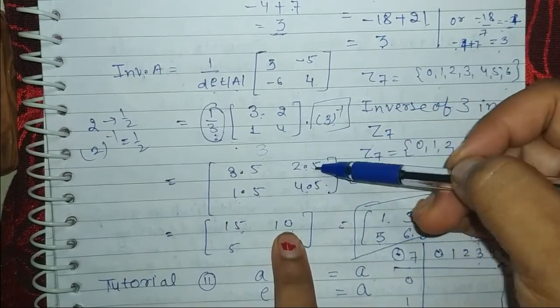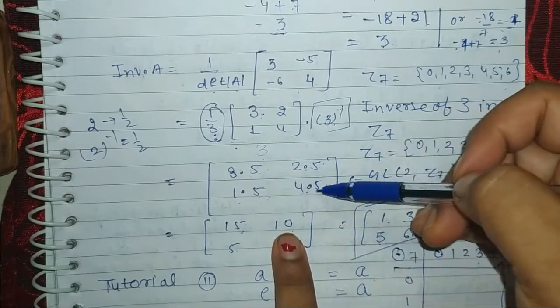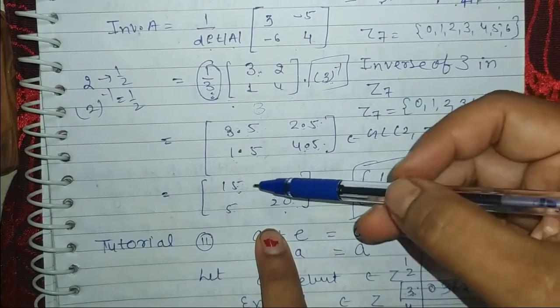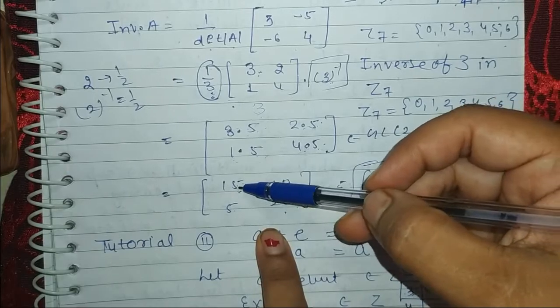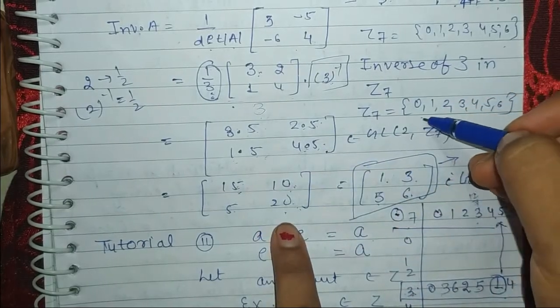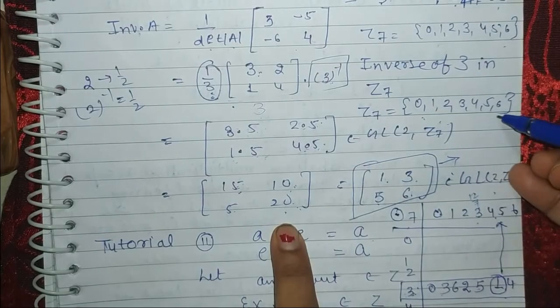So 3 into 5, 4, 2 into 5, 1 into 5, 4 into 5 gives the values 15, 10, 5 and 20. You can see here that 15, 10 and 20 do not belong to our set, that is 0, 1, 2, 3, 4, 5 and 6.